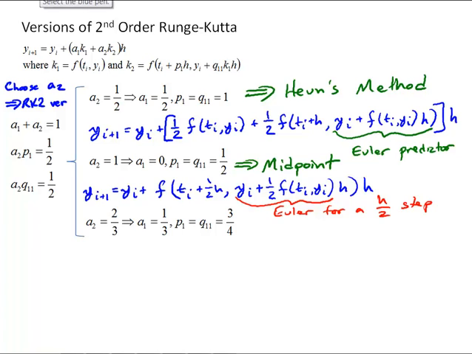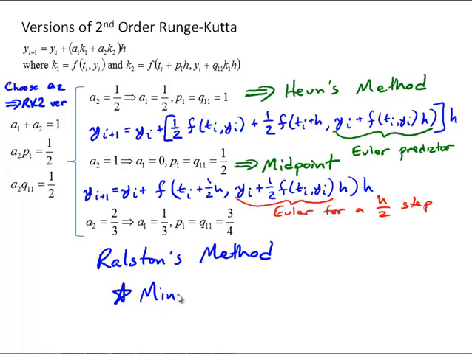The last common version is to take a2 equal to 2/3, a1 equal to 1/3, which results in p1 and q11 equal to 3/4. And this is called Ralston's method. It doesn't simplify much to plug those in, and so it doesn't really tell us anything new, so I'm not going to do that. But where Ralston's method is significant is that you can show with an analysis that it gives us the minimum truncation error. So all of these are second order accurate, so they have second order truncation errors, but Ralston's method gives us the minimum. So that's how we would derive a second order Runge-Kutta.